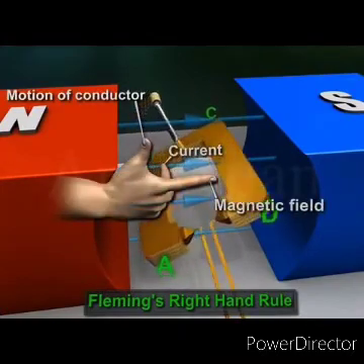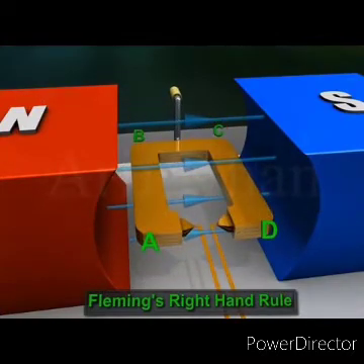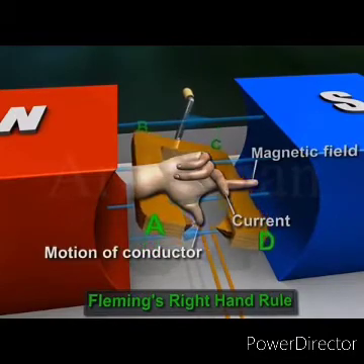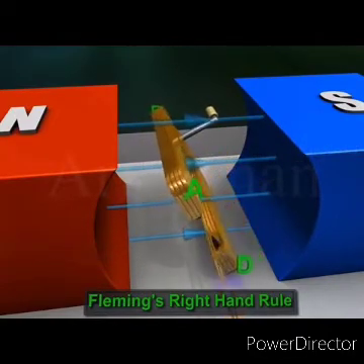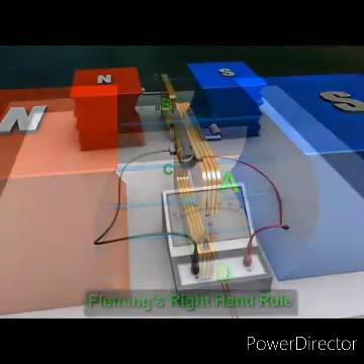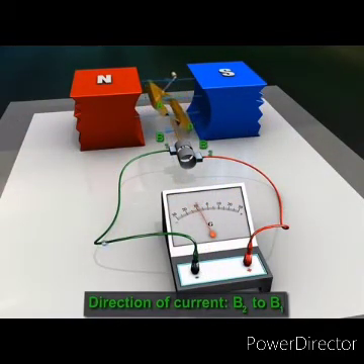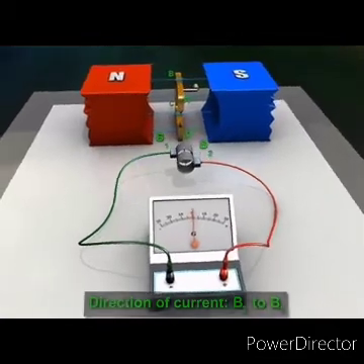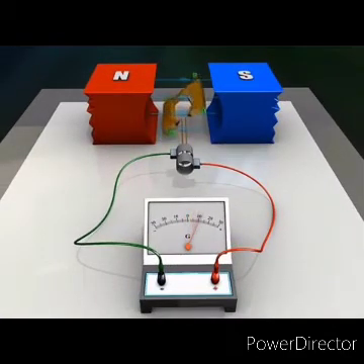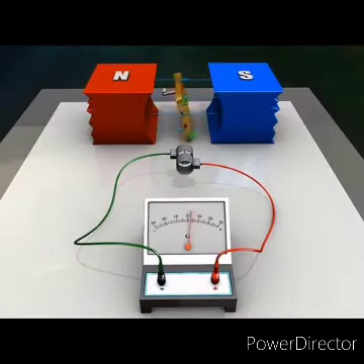Again by Fleming's right-hand rule, current will flow in the direction ABCD, that is, from B2 to B1 through the galvanometer. Thus, the induced current changes its direction every half rotation.